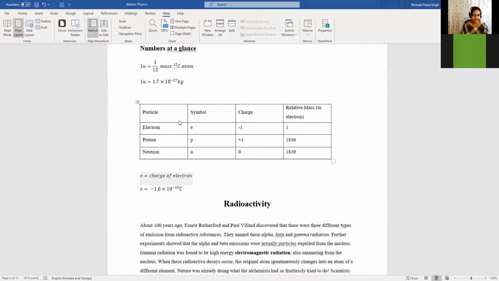Numbers at a glance. Did we do this? Does this look familiar? Anybody? Anyone? You could read it. It's really just something to read.